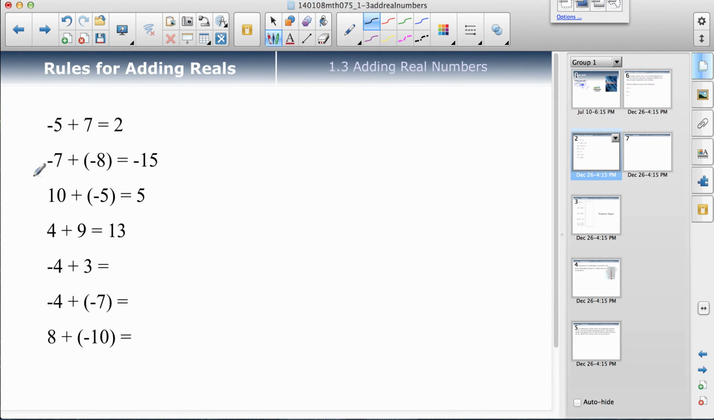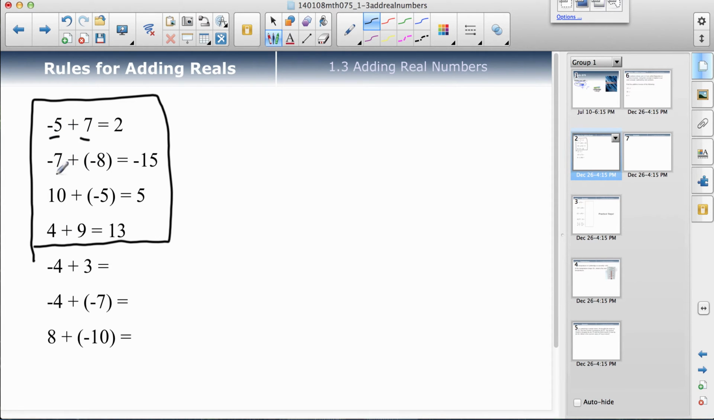If you just sort of examine these first 4 that I've already done, you can see some rules start emerging. Like in this one, you see I have a negative number and a positive. Here I've got 2 negatives. Here I have a positive and a negative, so this one should be very similar to that one. Here I've got 2 positives. So the rule is if you have 2 numbers that both have the same sign, let's see, those are the different signs. Here's same sign.